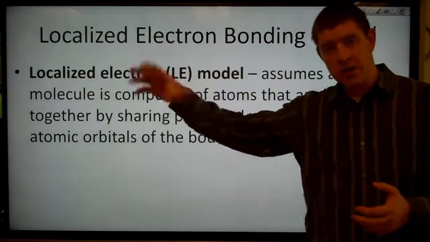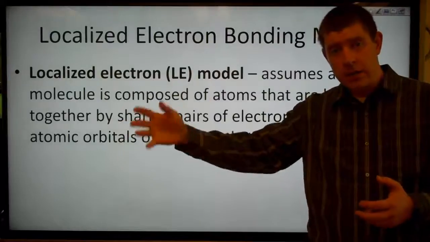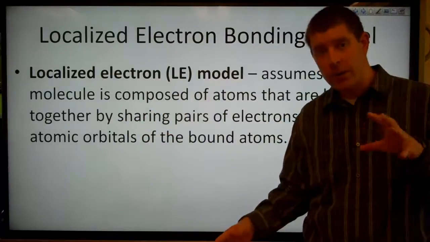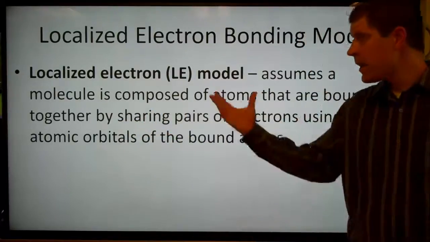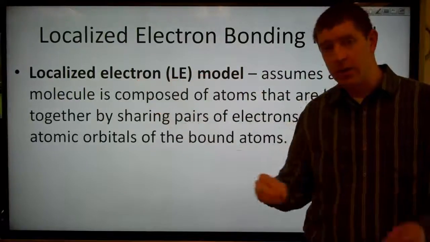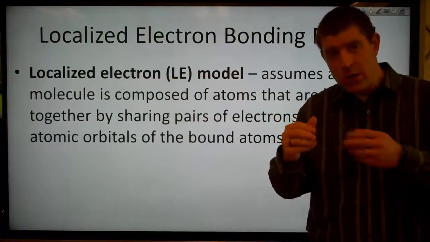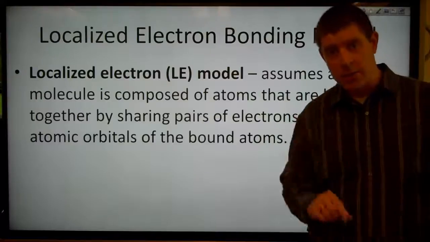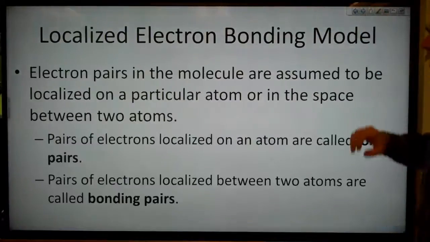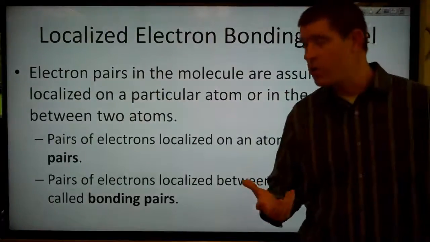Some of the time it spends in the atomic orbital on this atom, some of the time it spends in the atomic orbital on this atom. And so that's why they're localized electron models. They're localized in space between these two atoms, sometimes on this atom, sometimes on that atom. But we're assuming that we're not changing those orbitals at all.